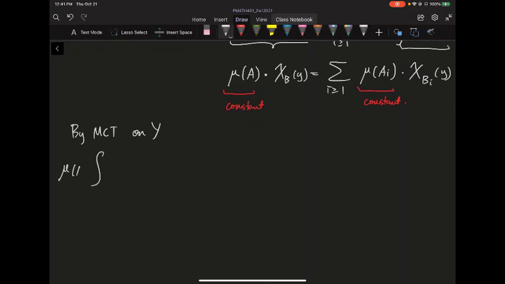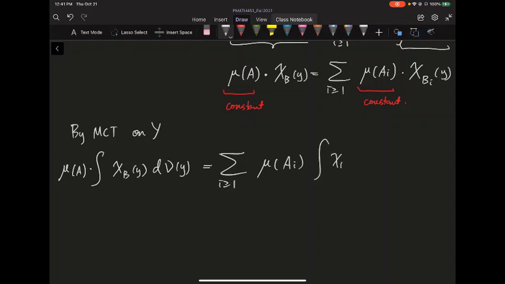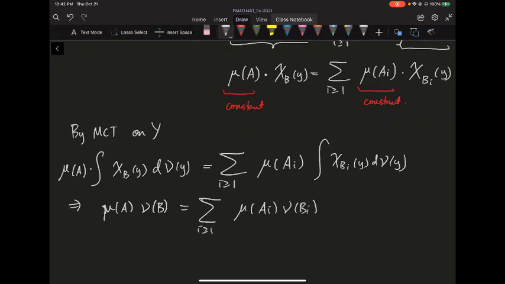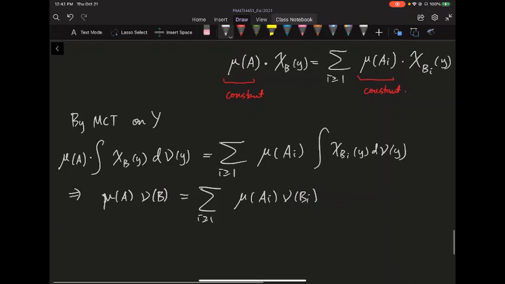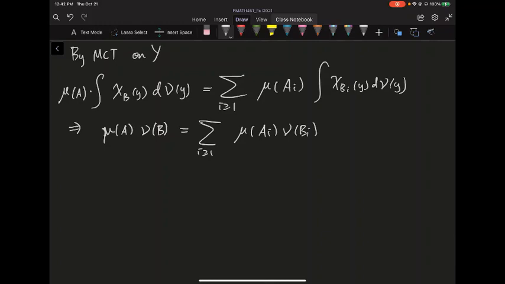So you integrate, you pull out the scalar, you just integrate the chi b of y with respect to the measure on y, so mu of y. So this is going to be the summation of, you pull out the scalar mu of ai, the integral of chi of bi of y with respect to mu of y. So this tells you basically what you want. So mu of a, mu of b is equal to this summation of mu of ai times mu of bi. And this is enough to show that the tau you defined is a pre-measure. I'm not going to write all the details, so you can convince yourself this is enough.